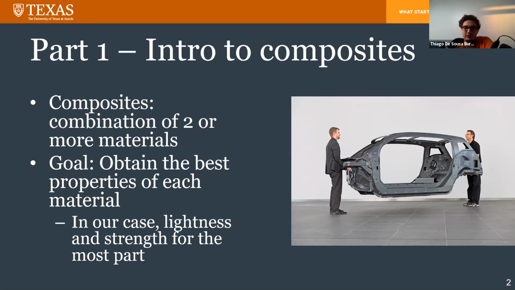And actually that picture on the right is the BMW i3 chassis. It is made out of carbon fiber reinforced polymer. And it's pretty darn cool.